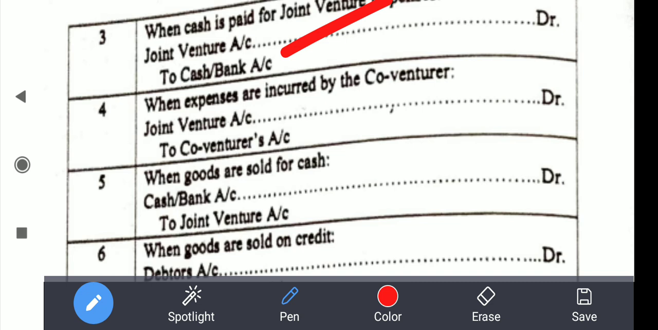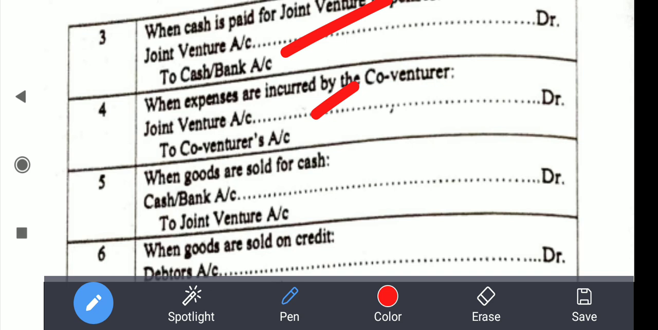When expenses are incurred by the co-venture. Co-venture means, in this problem, in the books of Chandra, your co-venture is Ramya. In the books of Ramya, the co-venture is Chandra. So when expenses are incurred by the co-venture, you have to write joint venture account debtor to co-venture's account. In the books of Chandra, we record joint venture account debtor to Ramya, and in the books of Ramya, joint venture account debtor to Chandra. But in the books of Chandra, we don't write Chandra account, and in the books of Ramya, we don't write Ramya account.